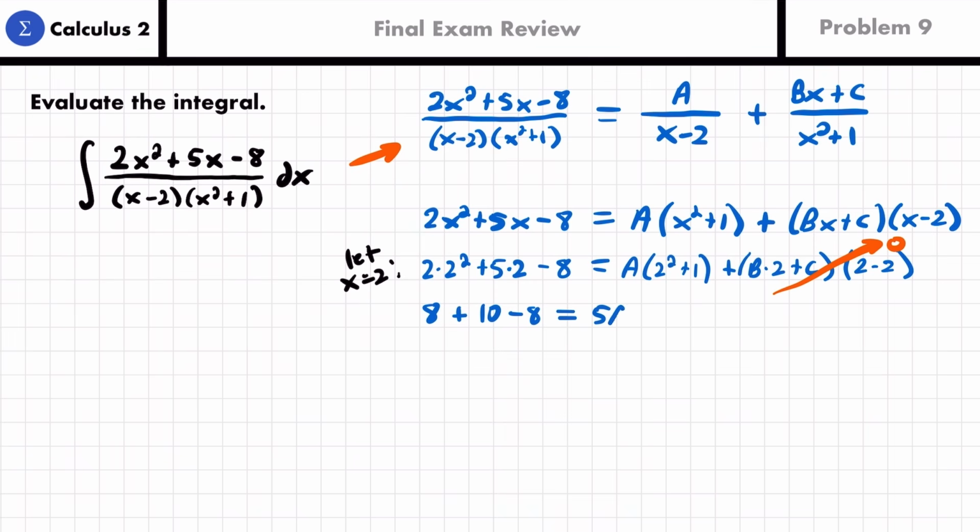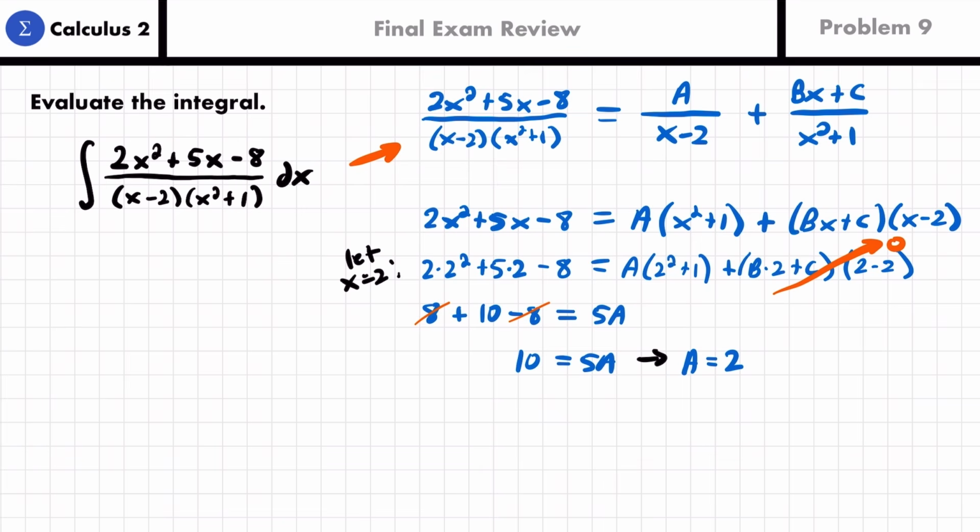So we have 5a on that side, and then over here, positive 8 and negative 8 cancel out, so you can cross those out, they become 0, which means we have 10 is equal to 5a, and dividing both sides by 5 will give you that a is equal to 2. Okay, so now we have one of our constants. We were able to find it by letting x equal 2. And so back to our original equation, are there any other convenient values of x that we could plug in so that we could solve for b or c?